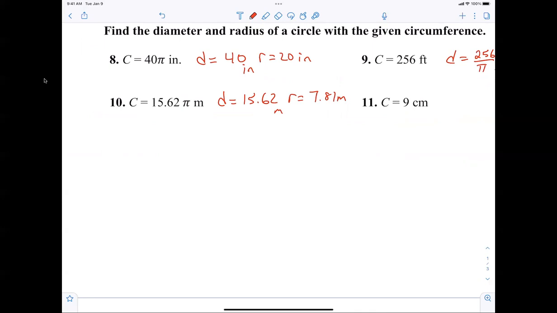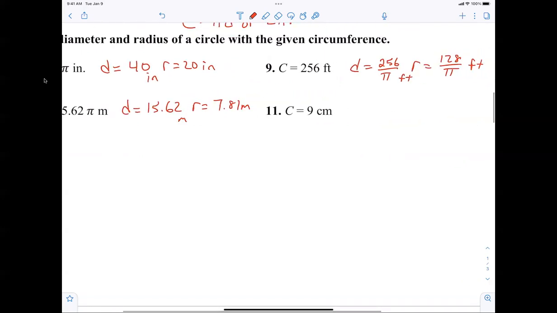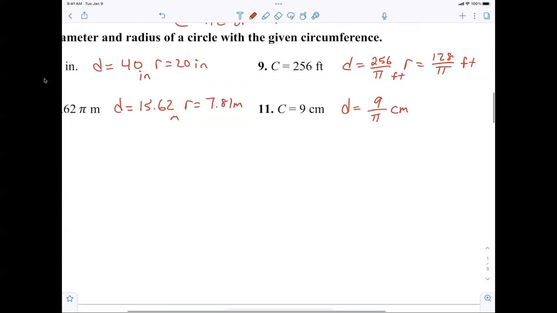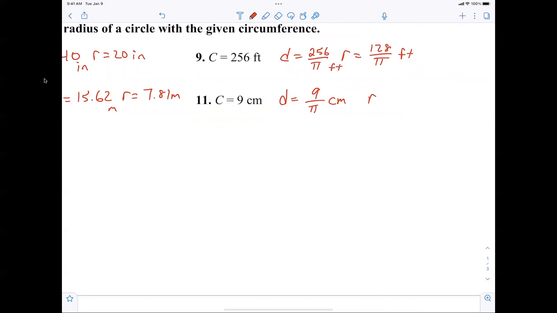All right, and one last one here. If the circumference is 9, then the diameter is 9 over pi. And then the radius would be, well, I prefer 9 over 2 pi. I don't care if you put 4.5 over pi, but usually you don't put decimals with fractions. Everybody agree? Simple, simple, simple.